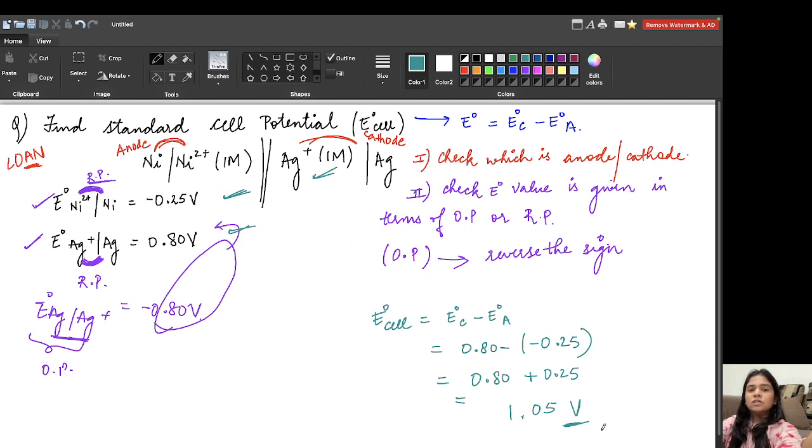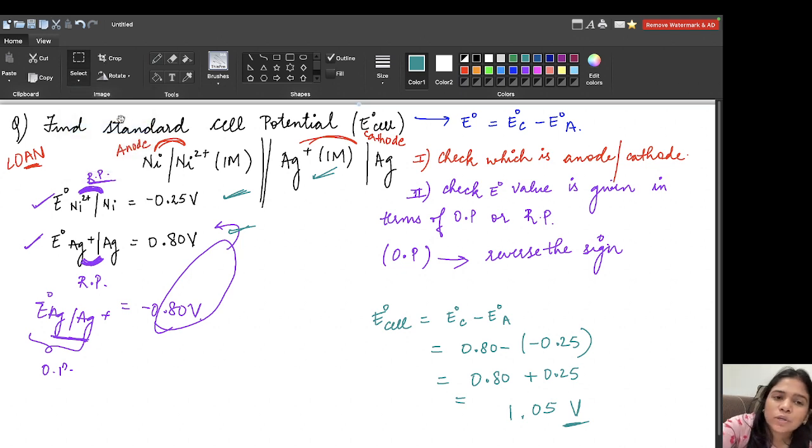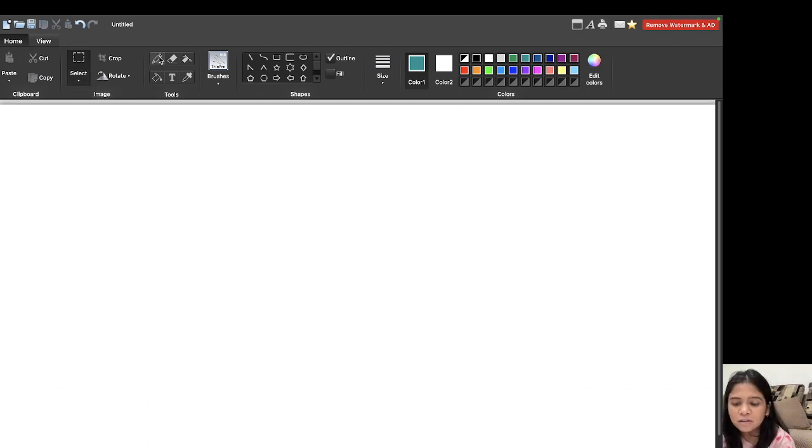So again I am telling you what you need to do. You need to first check which is anode and cathode. Next, we need to check whether the E naught value is given in terms of reduction potential. If it is not given in terms of reduction potential, just reverse the sign. Same value, just reverse the sign. Then apply the formula, you will get the standard cell potential. More questions we will do. Just try it on your own. After I write the question, just pause the video and try it on your own.